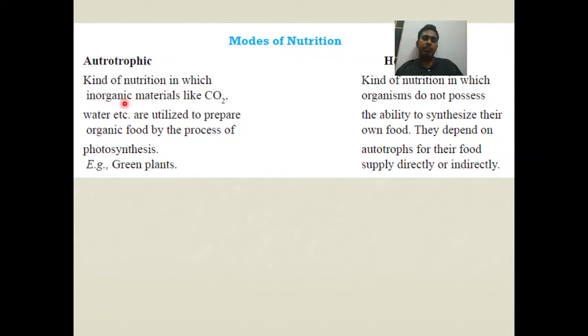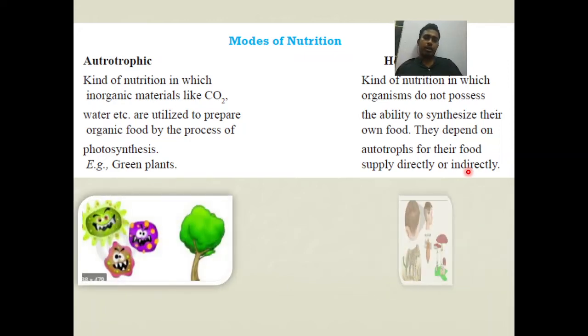That is, inorganic materials like carbon dioxide and water are utilized to prepare the organic food. This process of converting inorganic materials to organic matter, that is glucose or food, is said to be photosynthesis. This takes place in the green plants. But heterotrophic nutrition is a kind of nutrition in which organisms do not possess any chlorophyll pigment or ability to prepare their own food. So they depend upon autotrophs for their food, either directly or indirectly. So let us move on to the next slide, focusing more on the autotrophic mode of nutrition.